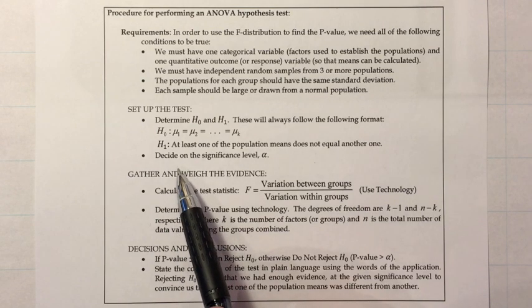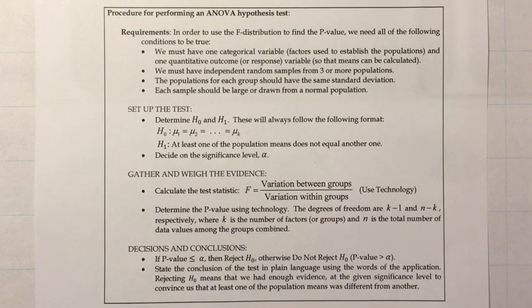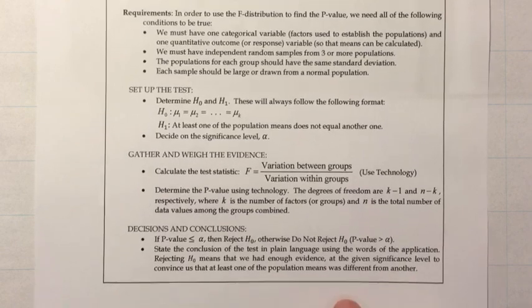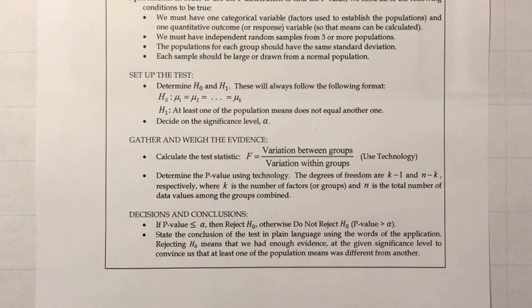So then step 2 would be to decide on a significance level. Like always, that'll be a simple step for us, just noting what it says, writing it down, being prepared to use it later. Then the second phase will be to gather and weigh the evidence, where we do step 3, calculate the test statistic, which is an F statistic, where we're trying to measure the variation between the groups and divide that by the variation within the groups.